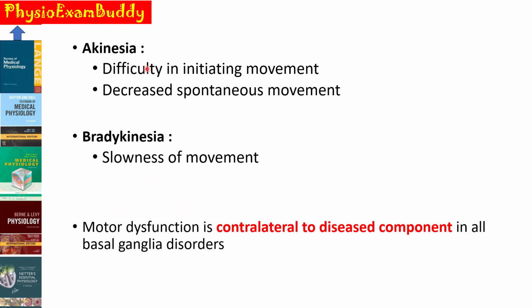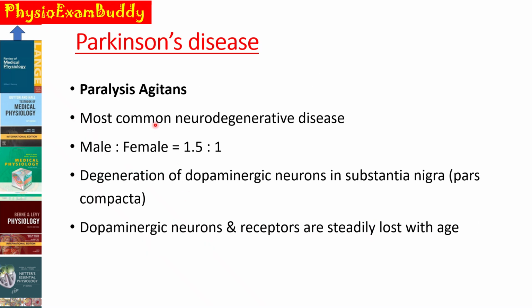Next is akinesia, that is difficulty in initiating a movement because of the decreased spontaneous movement. Next is bradykinesia, which is characterized by slowness of the movement. And please keep in mind that in all basal ganglia lesions, the motor dysfunction is always contralateral to the diseased component. That is, if the left basal ganglia nuclei are affected, then the right side of the body will be affected. So that is about the clinical disorders in general.